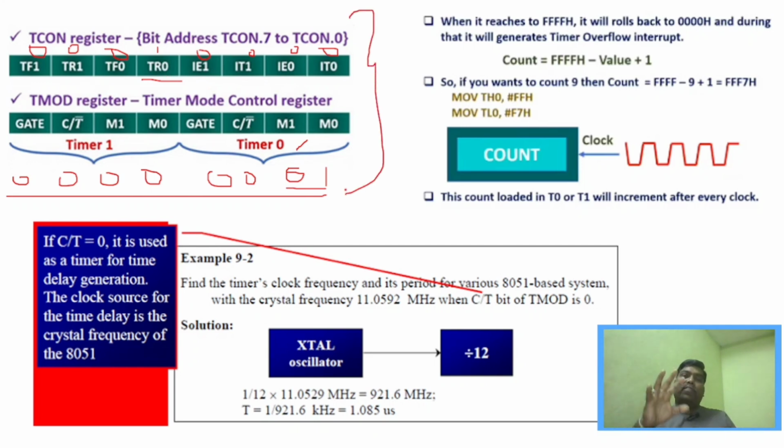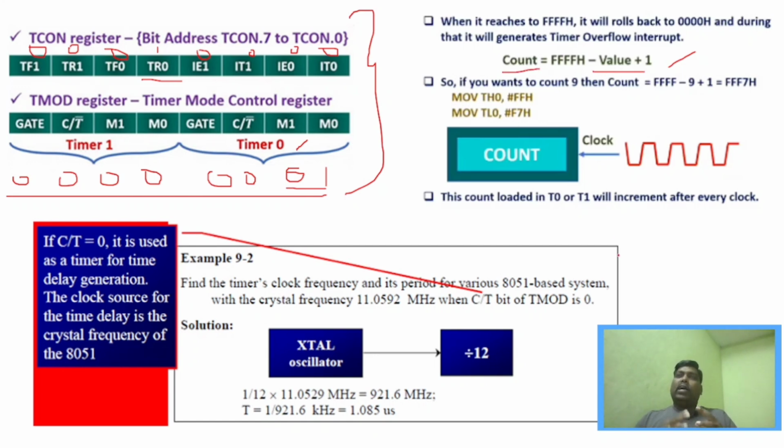And as soon as you configure this timer register, we have to give the count value. We know how to find the count value. This is the formula we have discussed: count is equal to FFFFH minus value plus 1. If it is a normal count program where there is a count value, we can directly subtract that and find the exact count.